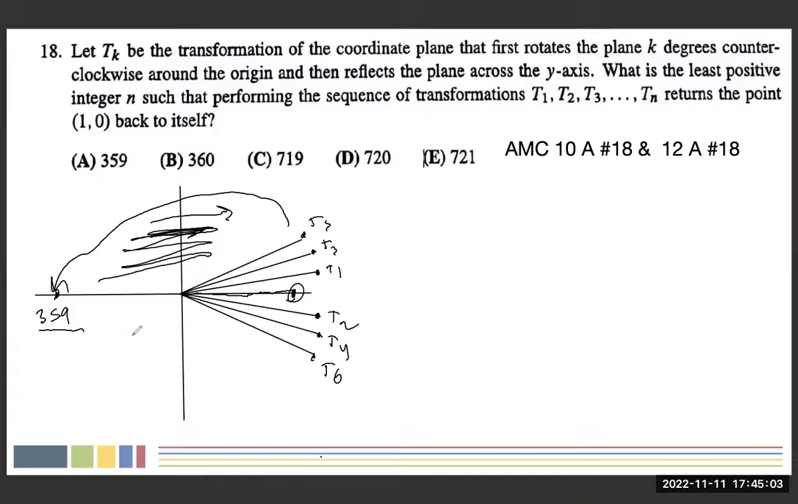So hopefully that makes sense, and that explains why when we reach 359, it reaches the x-axis again, but it's at the opposite side if not for the reflections. But if we include the reflections, since there's an odd number of reflections, that is what returns it back to the origin. I mean, (1, 0). And that is why the answer is 359.